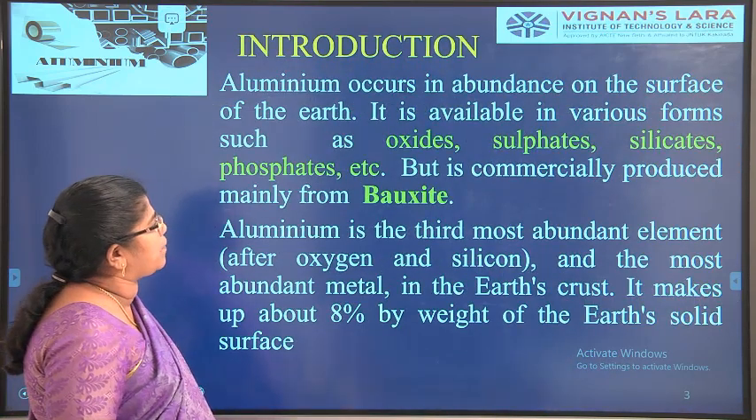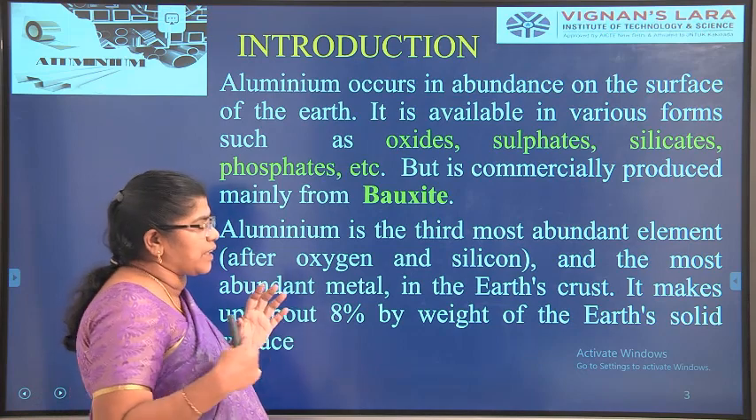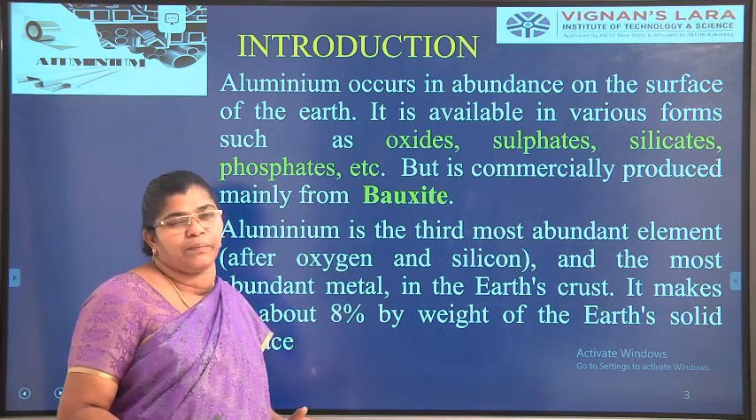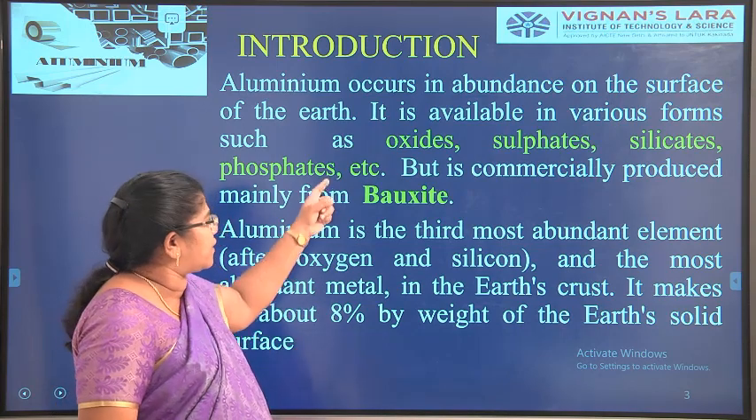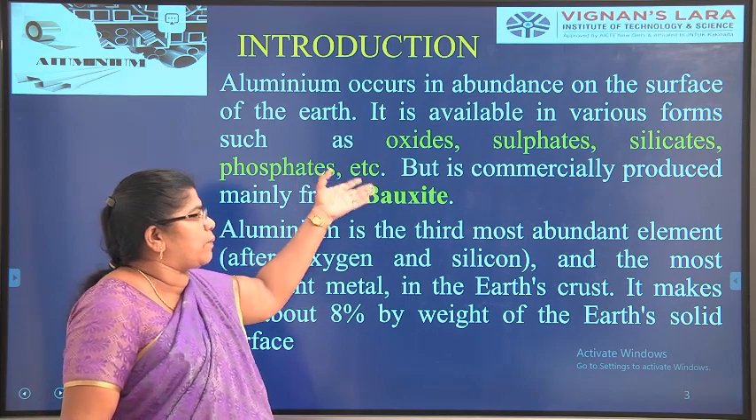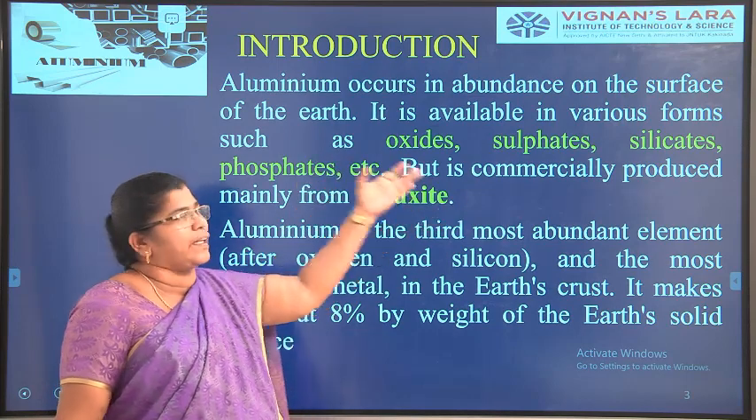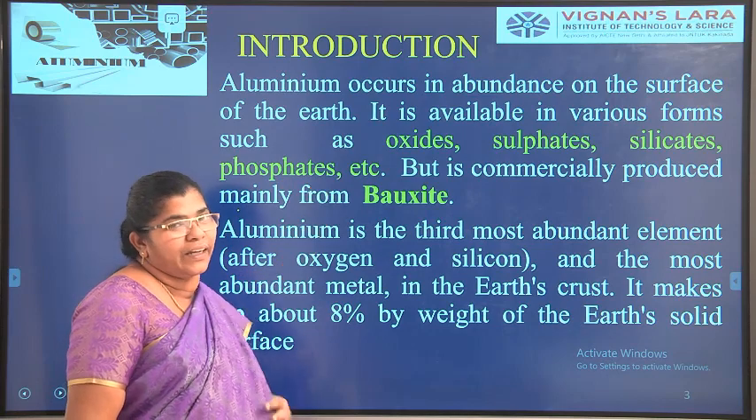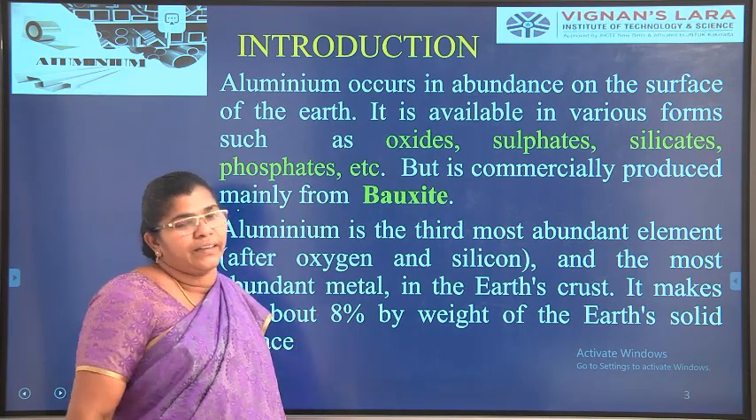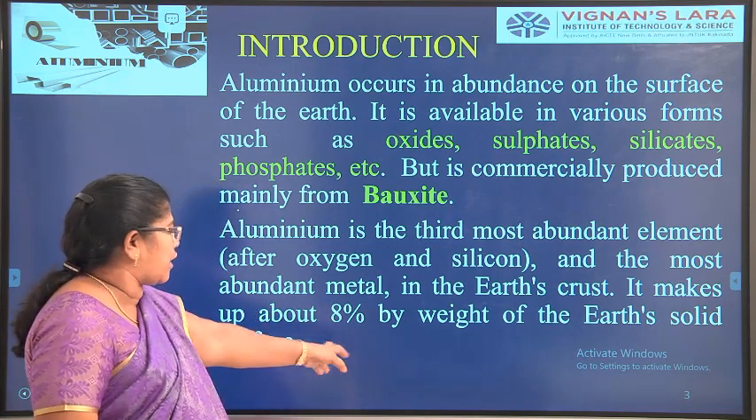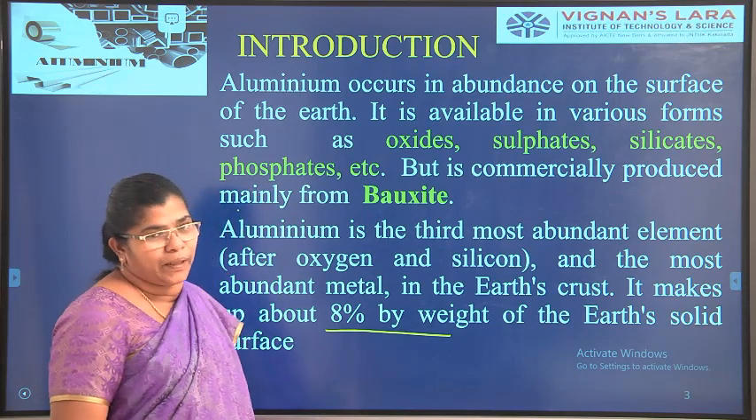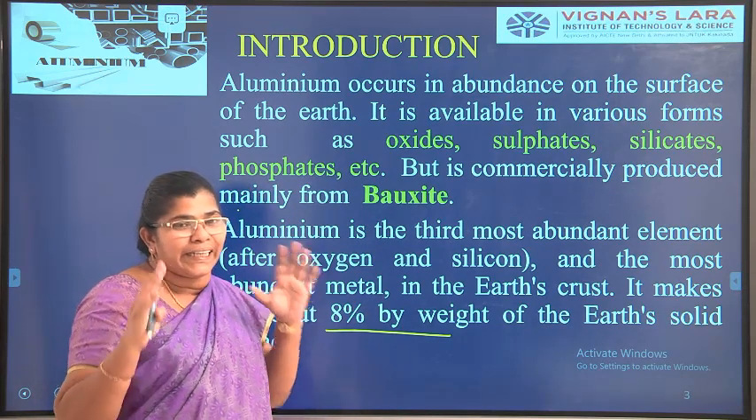So what is aluminum? Aluminum is commercially produced from a bauxite material. It is found in the earth surface as oxides, right? Aluminum oxide, aluminum sulfate, aluminum silicate or aluminum phosphate. It is mixed with some salt and found as a compound in the earth surface. Around 8% by weight of the earth surface is aluminum. So you can see the bulkness of the aluminum.